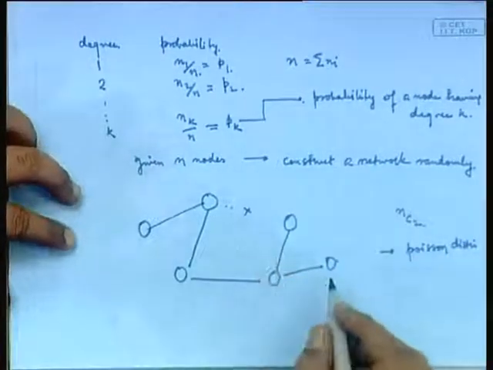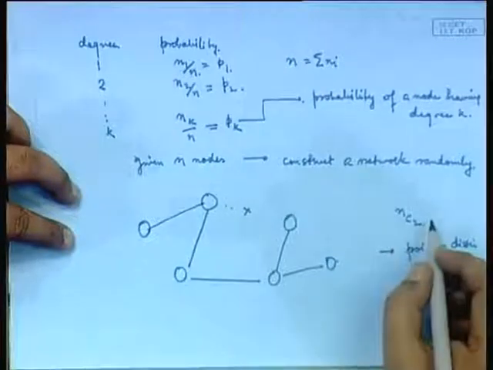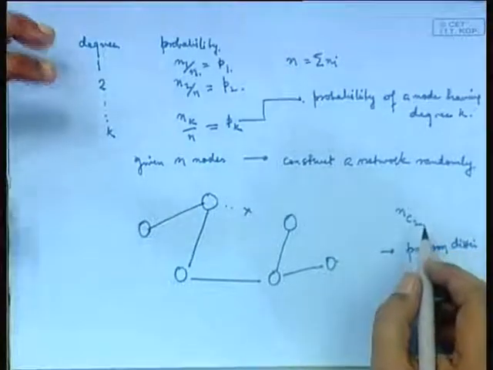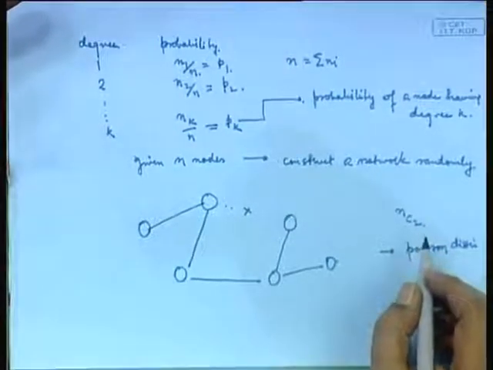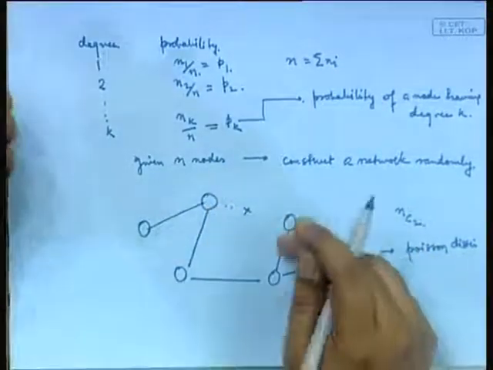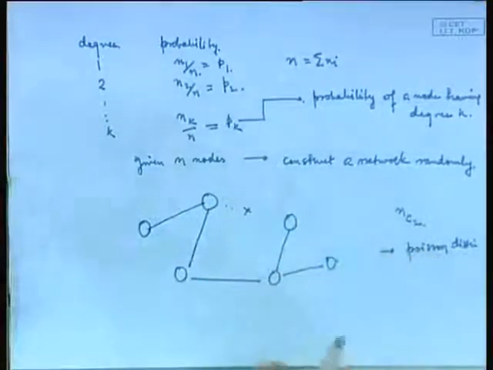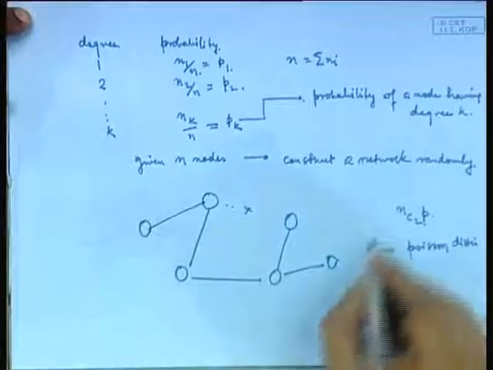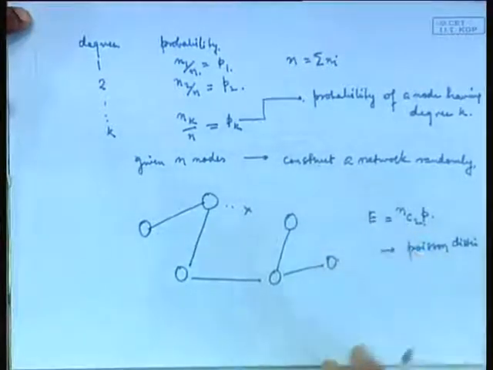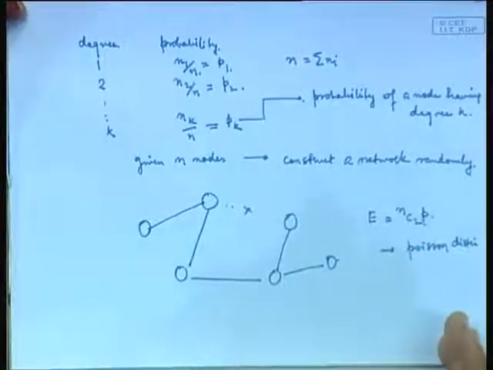Yeah, I am picking up random, all possible pairs, NC2, and for each I am connecting with a probability P. I am not leaving any pair; each pair I am picking, but I am connecting with probability P. It means in the end the number of edges will be NC2P.